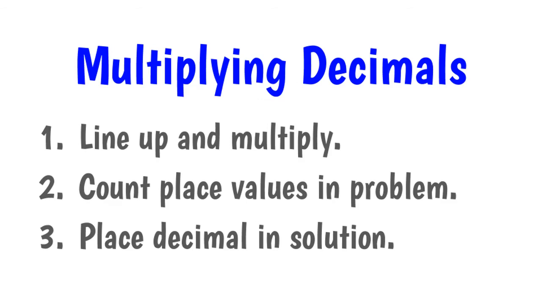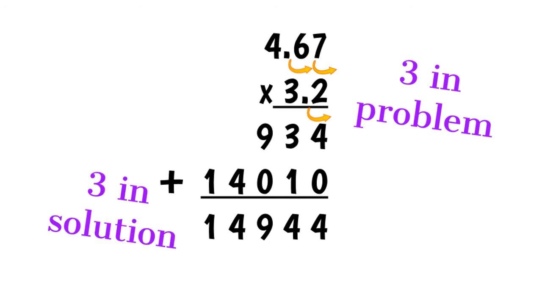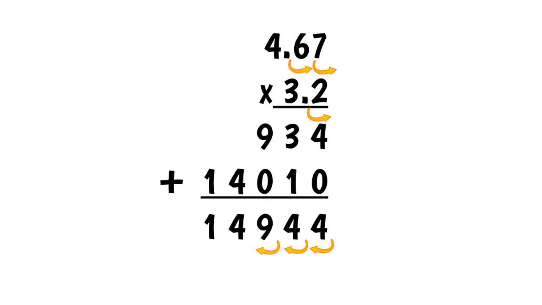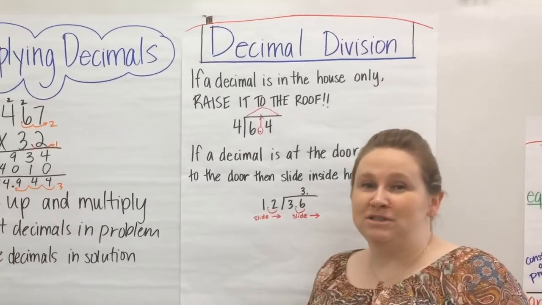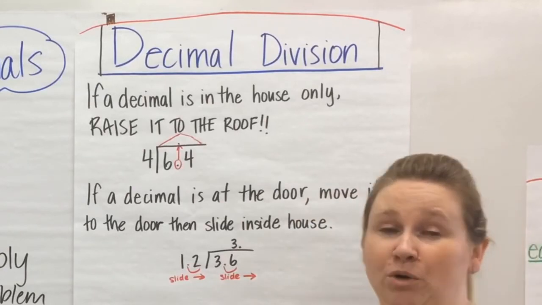The third rule is to place the decimal in the solution. So if I total up 3 in the problem, I have to have 3 in the solution. So 1, 2, 3 makes the answer 14 and 944 thousandths.